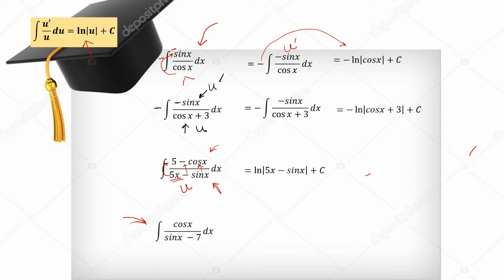Now check another question. Again numerator and denominator. Focus on the denominator. The derivative of sine x is cosine x, present in the numerator. The derivative of 7 is 0, no need to write the 0. So the function is in the denominator, and its derivative is written in the numerator. Just write the logarithm of the denominator, that is sine x minus 7.